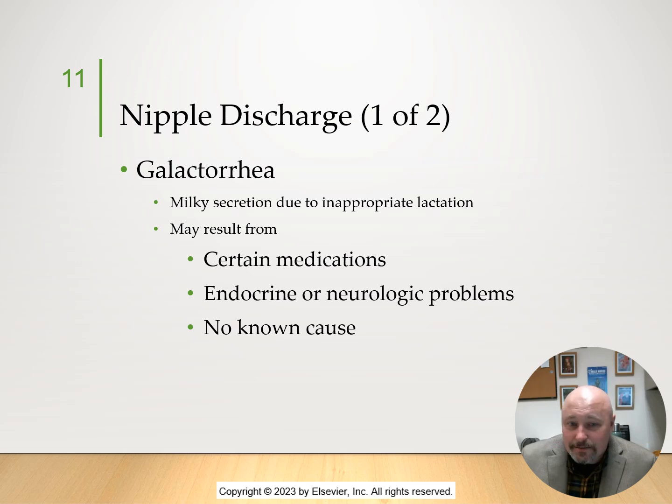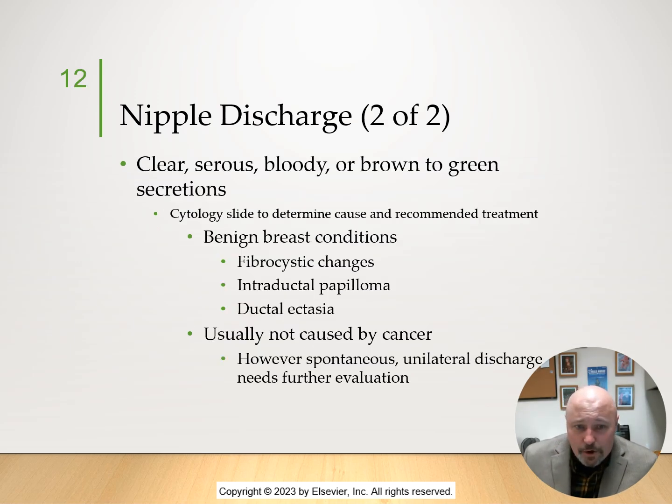Moving on to slide 11, nipple discharge or galactorrhea. These are milky secretions due to inappropriate lactation. May result from certain medications, endocrine or neurological problems, or may have an unknown cause. Nipple discharge can take many forms, from clear, serous, and bloody, to brown to green secretions. Cytology would be used to determine the cause and the recommended treatment for this discharge, and could have underlying causes related to fibrocystic changes, intraductal papillomas, or ductal ectasia, usually not caused by cancer. However, spontaneous unilateral discharge definitely needs further evaluation.